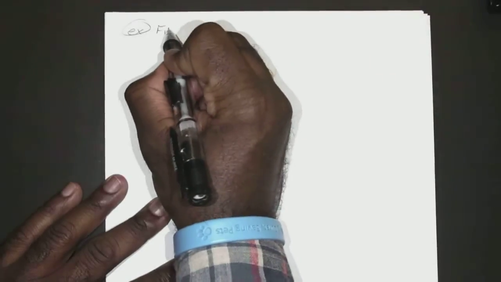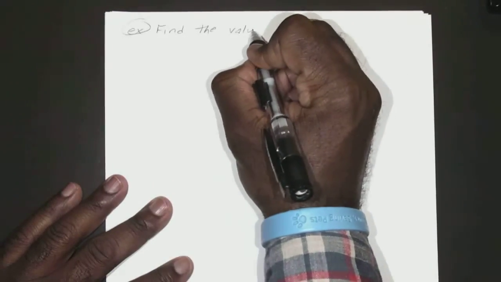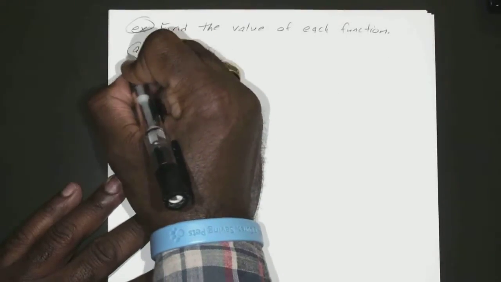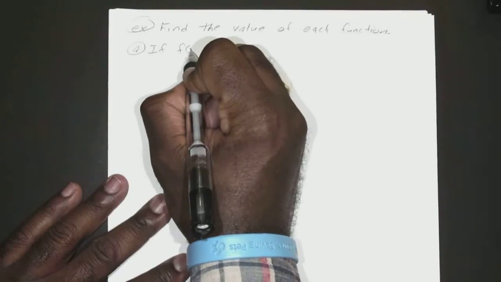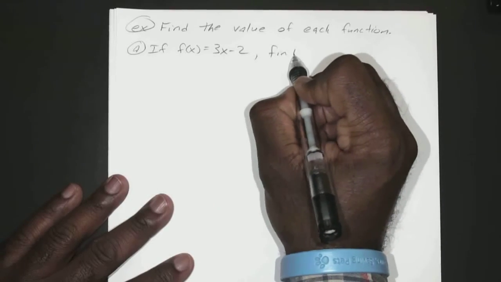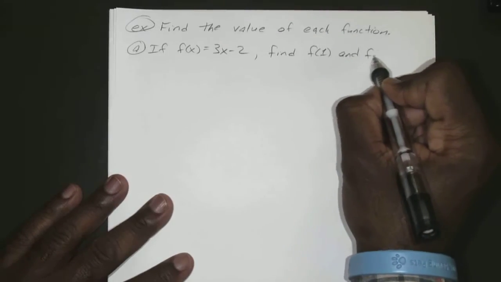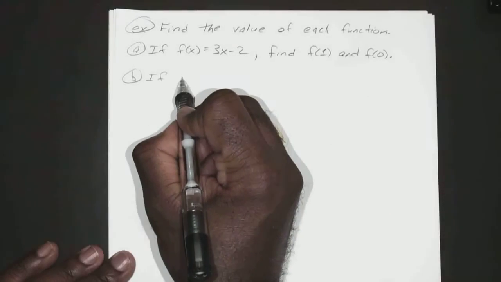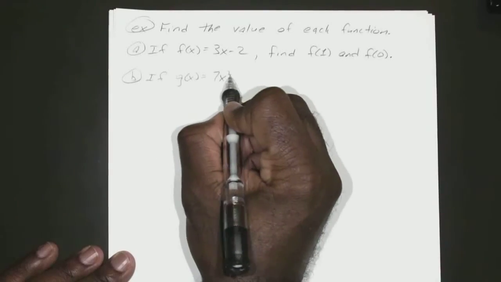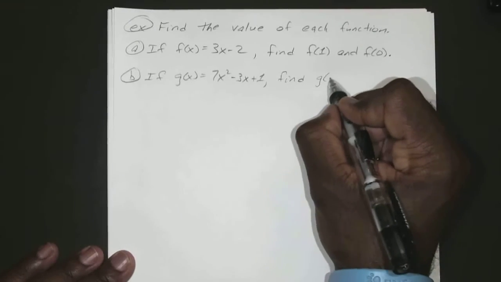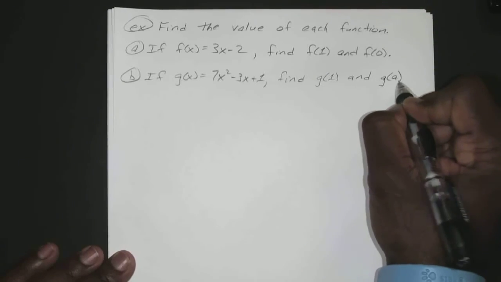All right, so let's do a couple of examples. Let's say we wanted to find the value of each function. Okay, so for problem A, let's say f of x equals 3x minus 2. Okay, so we want to find f of 1 and f of 0. And B, let's say g of x is equal to 7x squared minus 3x plus 1, and we wanted to find g of 1 and g of a.